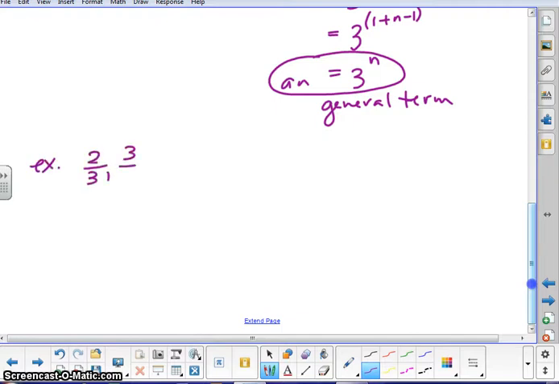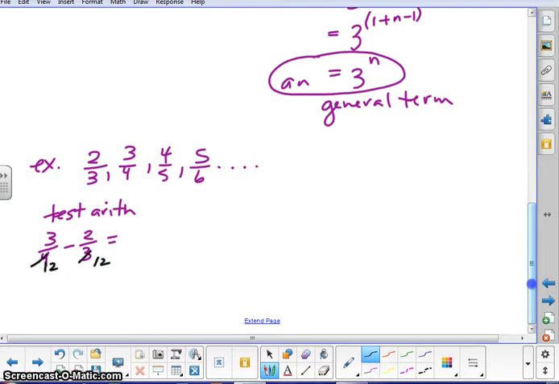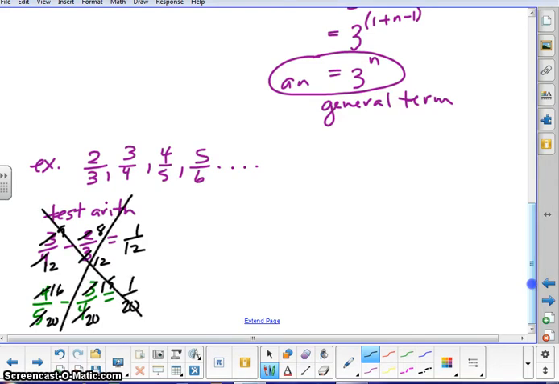Two-thirds, 3/4, 4/5, 5/6, and so on. The trickier ones like this, I like to use the test for arithmetic sequence. So we can take 3/4 and subtract 2/3. And if I do a common denominator, that would be 12 and 12. So that would give me 8 and 9. And so I get 1/12. Okay, if I subtract 4/5 and 3/4, and then do the common denominator, that's 20 and 15. And that would be 16, and I get 1/20. So that means it's not arithmetic.